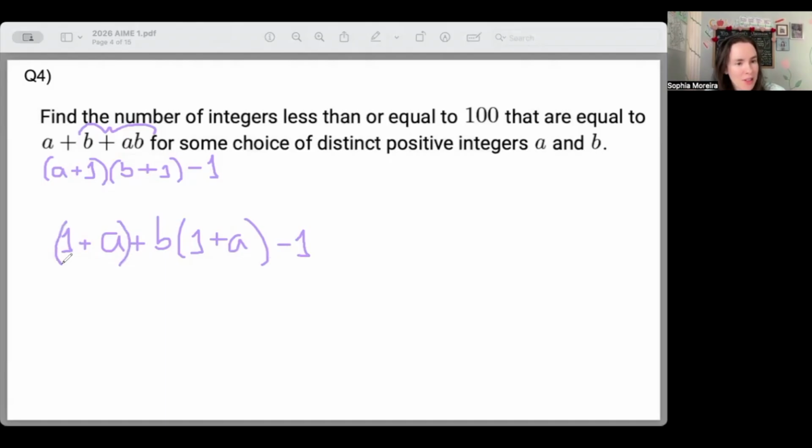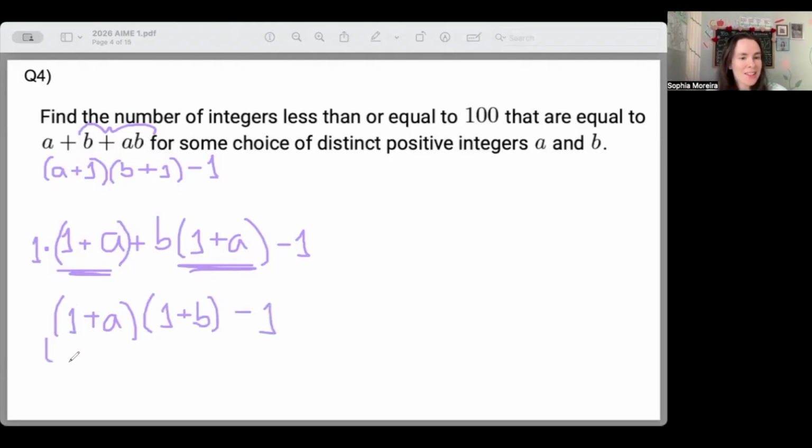Then, if I want this 1 plus a to be a term here, we need something times a plus 1, so that way we can have something times another a plus 1 over here. Let's go ahead and just do 1, because that way we're not changing the value of this expression. Therefore, I can now factor out this 1 plus a, and we are left with a 1 plus b, and then don't forget the minus 1 at the end. So as you can see, we're getting to the same expression either way.